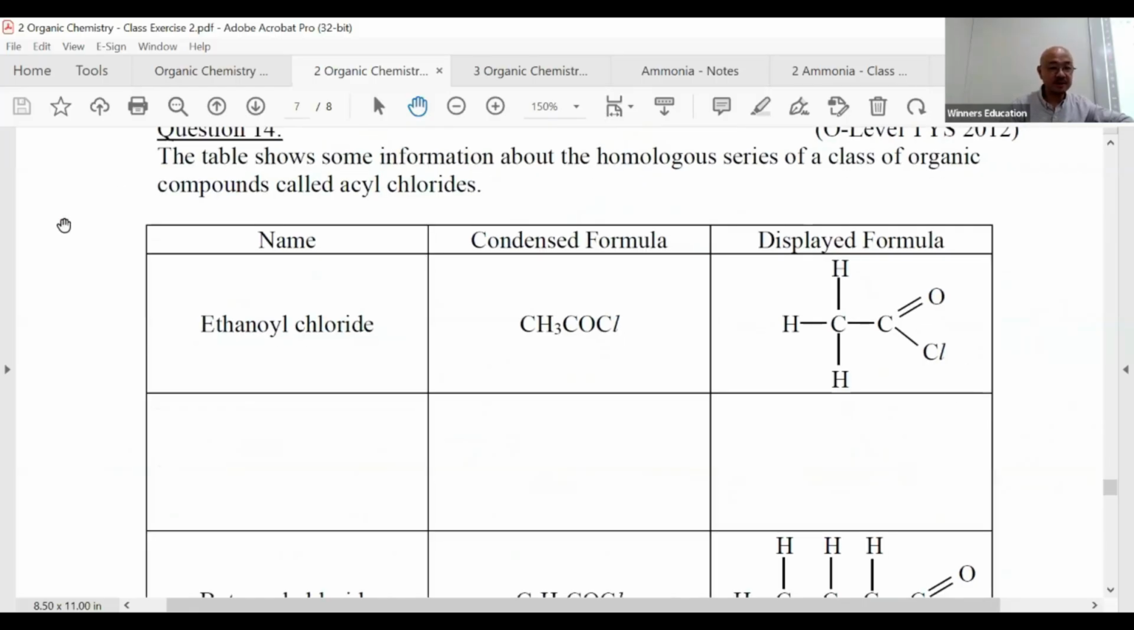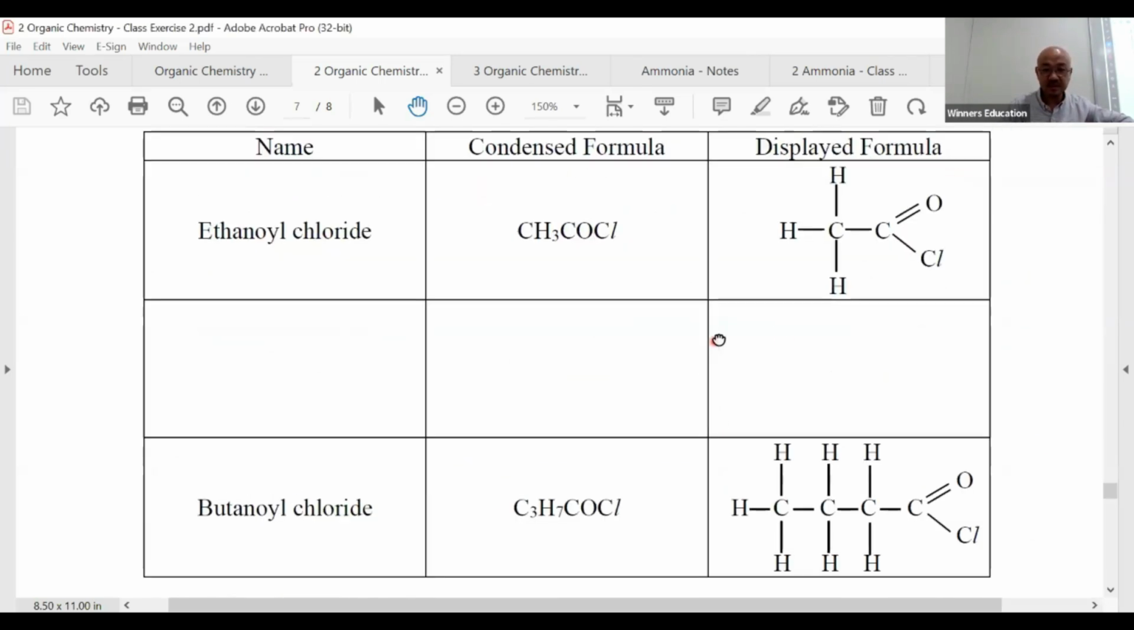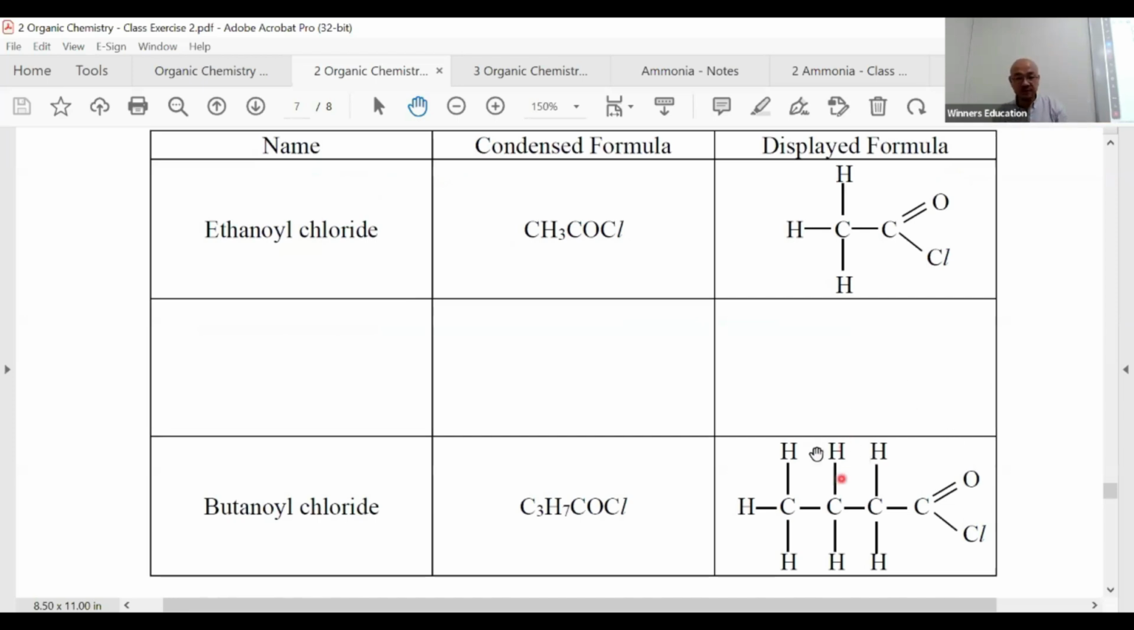And it always comes out like this, I told you before. It shows a family, a homologous series of organic compounds called acyl chloride. This is in my J2. They learn this, but it will come out for you with all the information given, right?